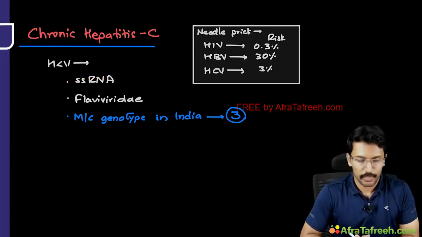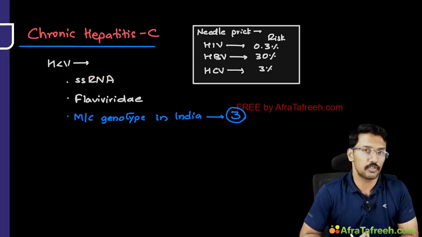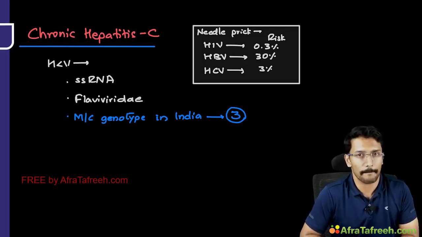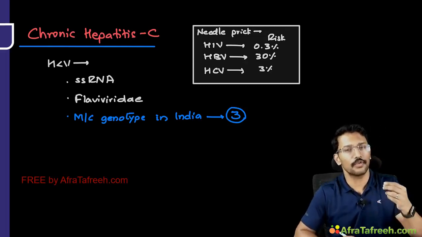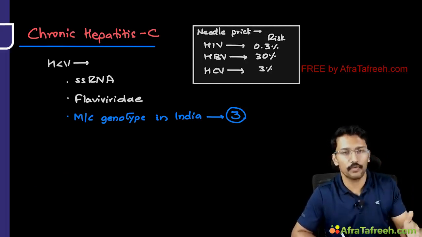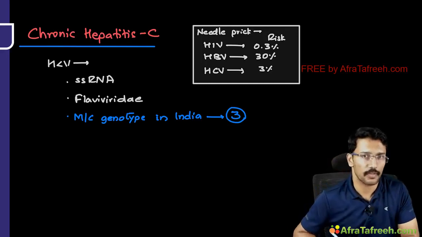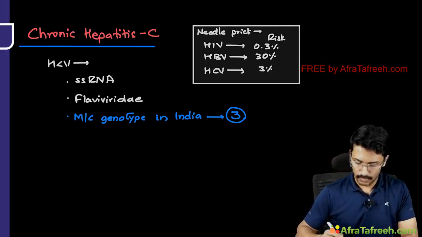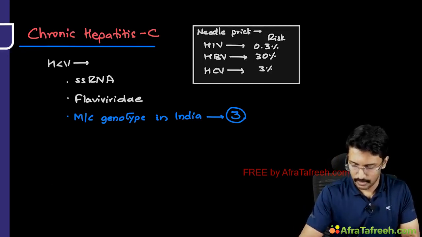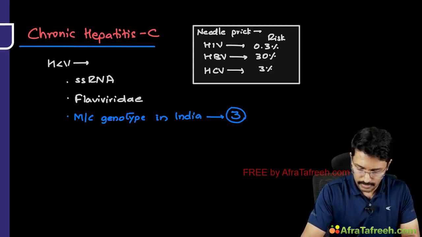So this is about hepatitis C. It is very prevalent in patients who are on dialysis, who are blood donors, and who are IV drug abusers. There is a little risk of hepatitis B transmission through breast milk, and it is relatively very low when it comes to hepatitis C. That is clear. Now let us talk about the viral structure, and then we will understand a little bit about the management of chronic hepatitis C.